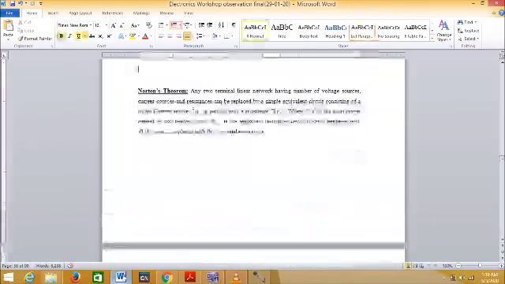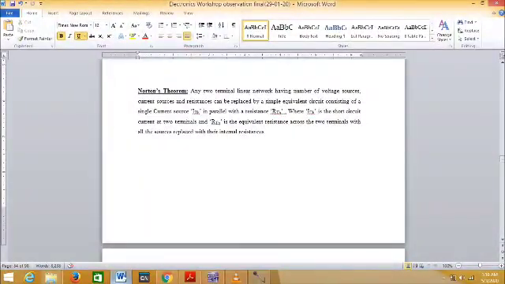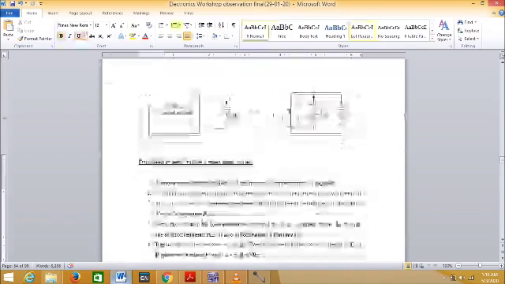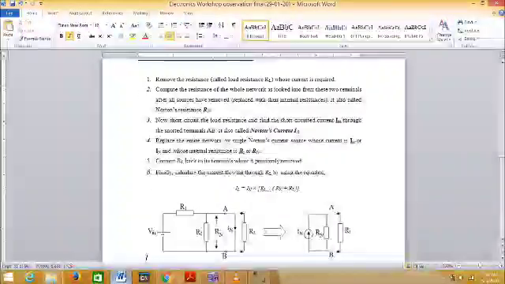Basically, Norton's theorem is nothing but: any two terminal linear network having a number of voltage sources, current sources and resistances can be replaced by a simple equivalent circuit consisting of a single current source IN in parallel with resistance RTH. Here in Norton's theorem RTH is the same, sir. IN is nothing but the short circuit current at the two terminals, and RTH is nothing but the equivalent resistance across the two terminals. I have given you the procedure also to find the Norton equivalent circuit.